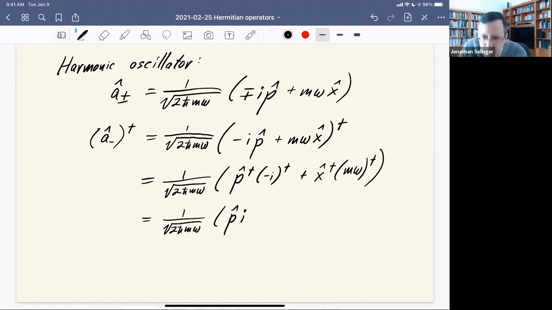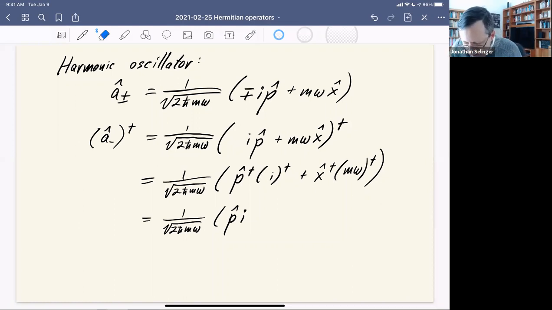Dr. Selinger, yes. For A minus, shouldn't that be a positive IP? Yes, you're right. I knew I was doing something wrong. Thank you. Okay, let's fix that. A minus is positive IP. Okay, excellent. You saved me.